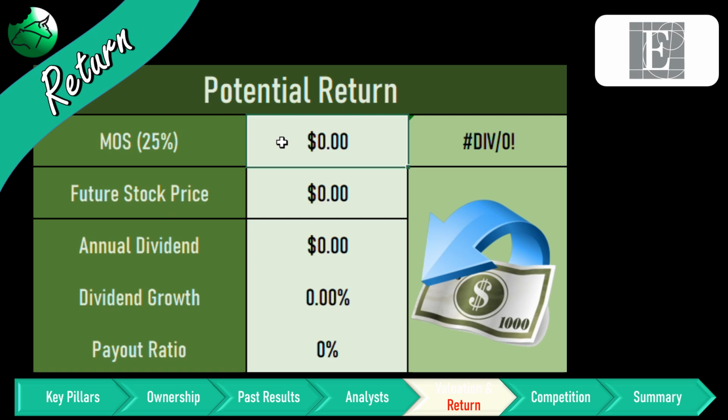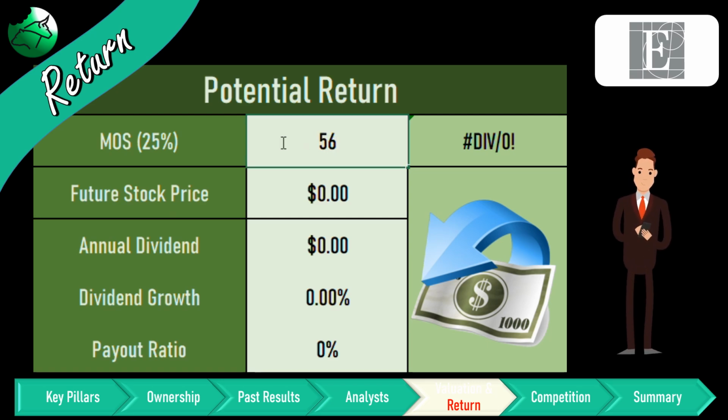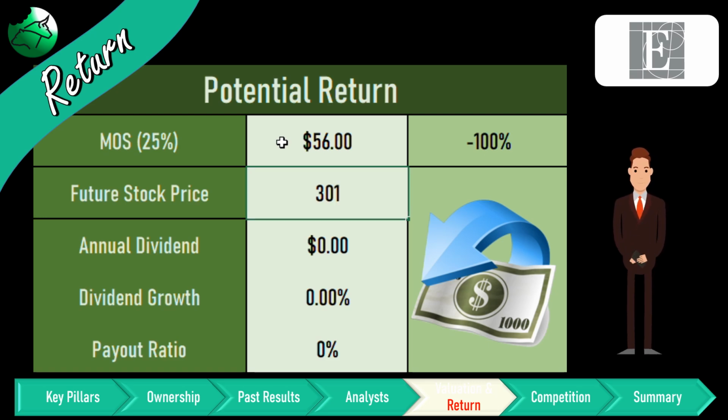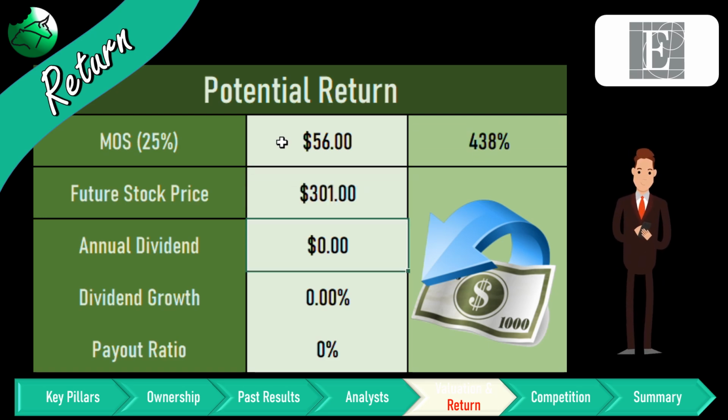The return we would receive, if we bought at our 25% margin of safety price of $56, and sold in 10 years' time at our estimated future stock price of $301, would be 438%. But, this is dependent on our assumptions for the company being correct. In addition, Edwards Lifesciences don't currently offer a dividend.